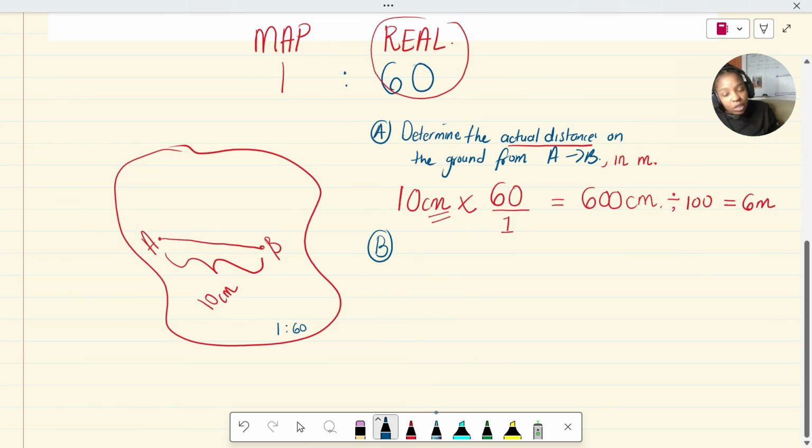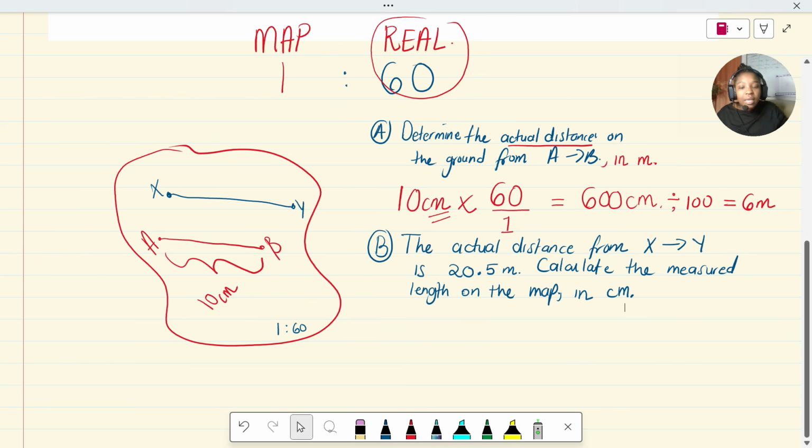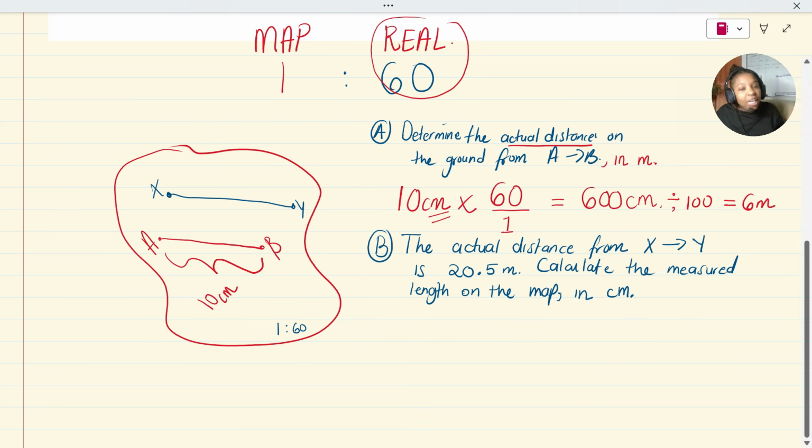So let's look at B. Let's say they tell you that the actual distance from X to Y is 20.5 meters. Calculate the measured length on the map in centimeters. So what do we have to do in this case? The question is telling us that the actual distance in real life from X to Y is just 20.5 meters. Now we need to calculate the measured length on the map.